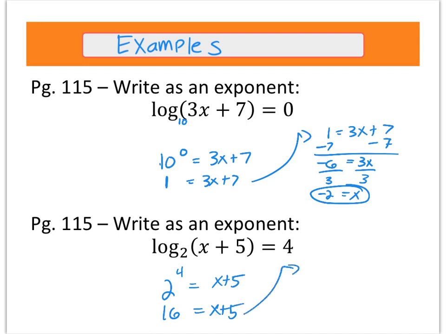And this is a linear function again, so 16 equals x plus 5. I should have just written it down there. Take away 5 from both sides. X equals 11. I hope you see that these are pretty straightforward to solve, so long as you know that you need to write them as an exponent first.